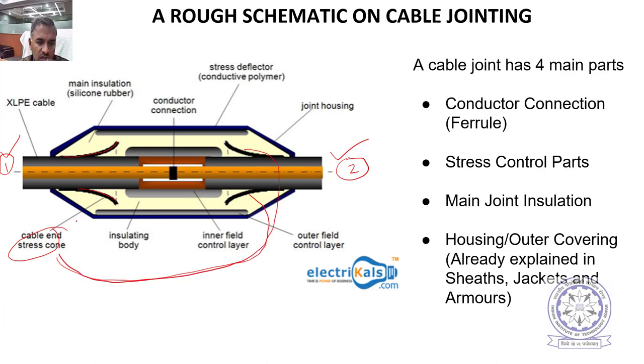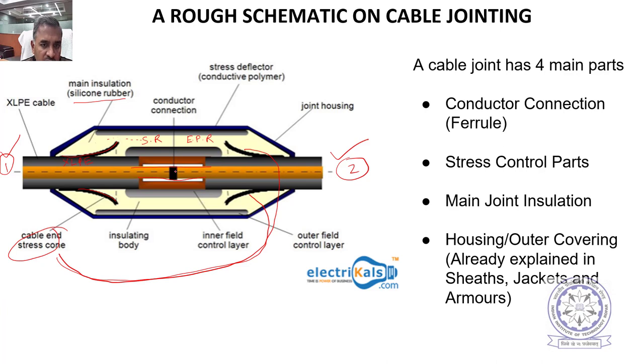It is a cylindrical structure actually. The cross section is shown here. Then you have the main joint insulation, say silicon rubber or EP rubber, whatever it is. This white or yellow portion shown here is the main insulation of the joint. This is the cable insulation, say XLPE. Then this is silicon rubber or EP rubber, ethylene propylene rubber. And then you can see the conductors, which are joined here.